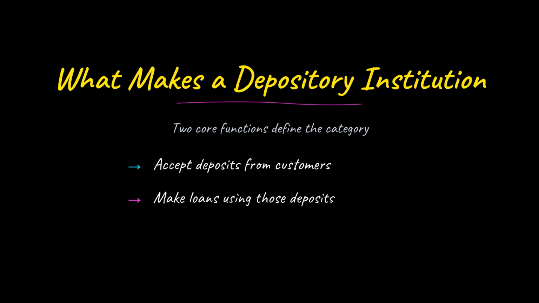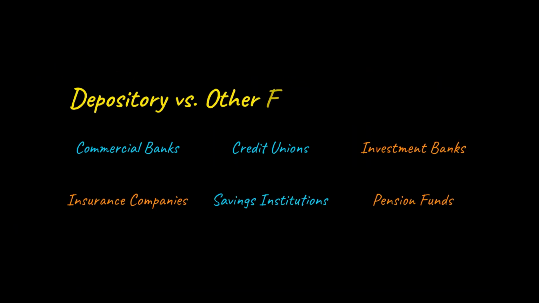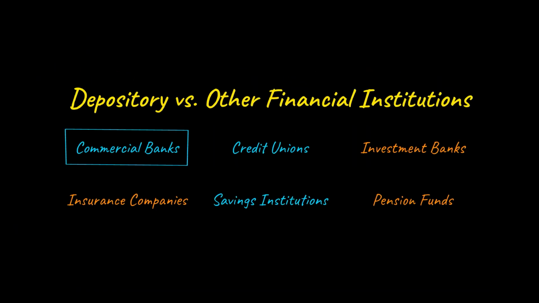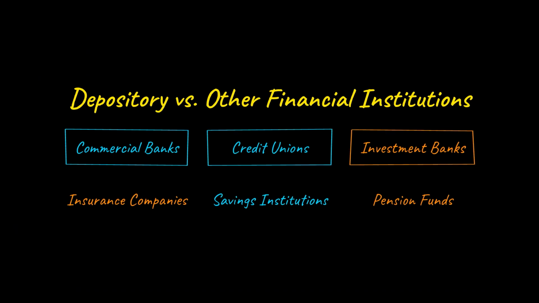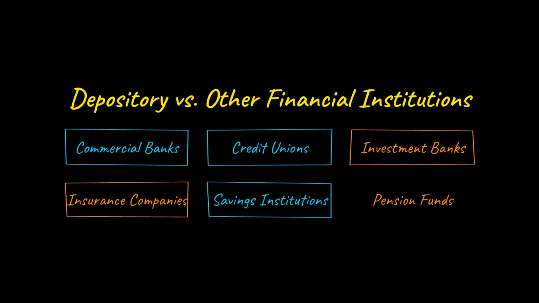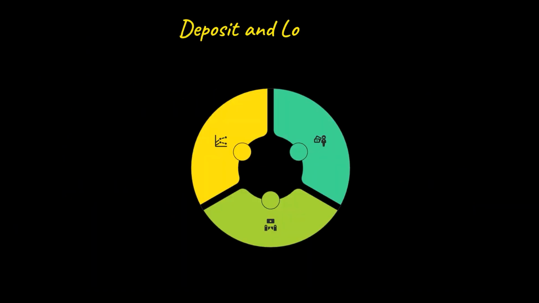The bank earns a spread by paying depositors less interest than it charges borrowers, and that spread covers costs, loan losses, and profit. Commercial banks, savings institutions, and credit unions are all depository institutions. Investment banks, insurance companies, and pension funds are not, even though all of these are financial institutions. The deposit and loan model is the defining line.